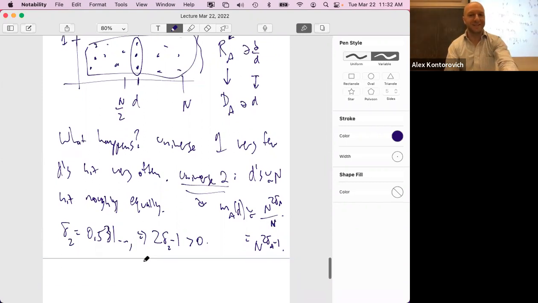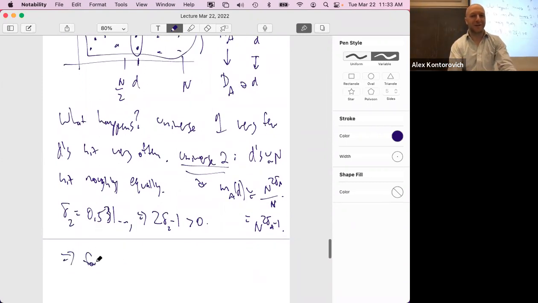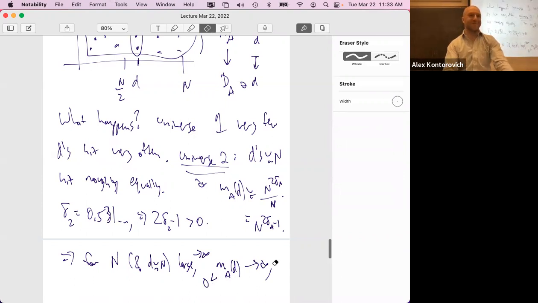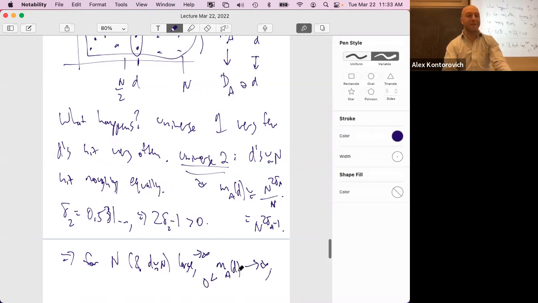In particular, for N and D of size N large, the multiplicity should go to infinity. I mean, should grow. And if it should grow as N grows, then at some point it should become strictly bigger than 0. And if it's strictly bigger than 0, then that number D is actually represented.